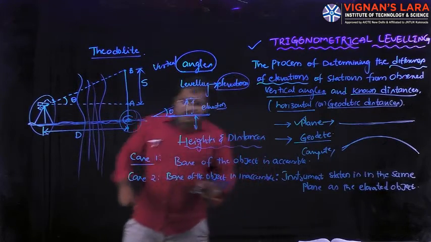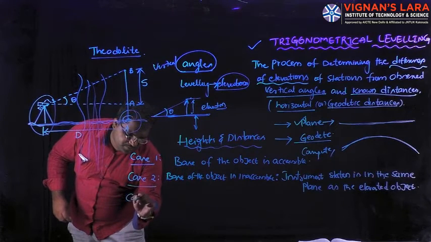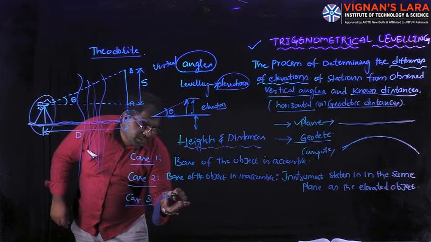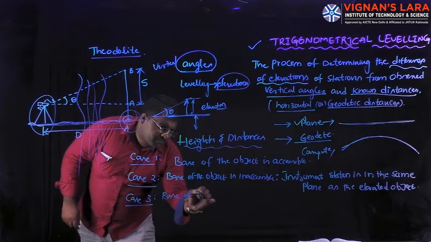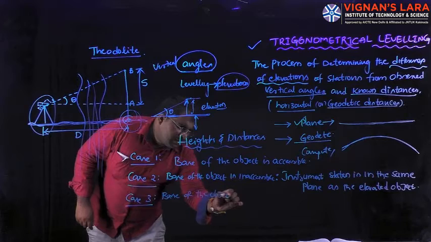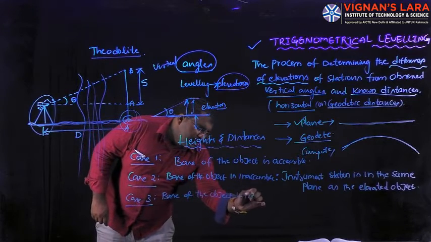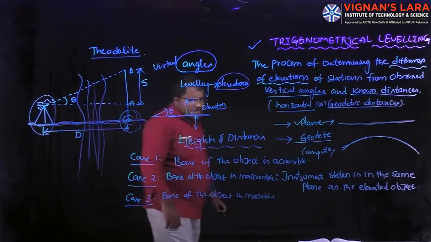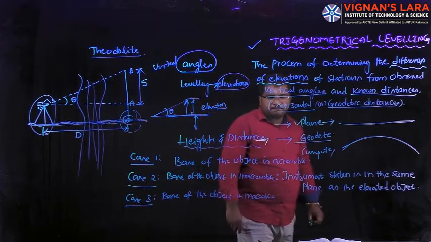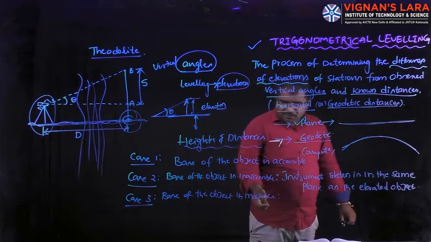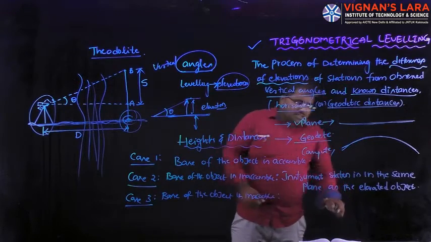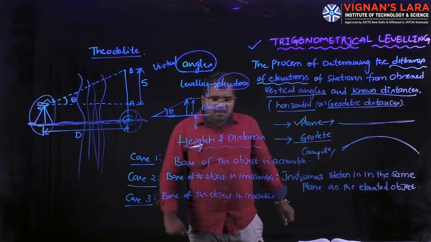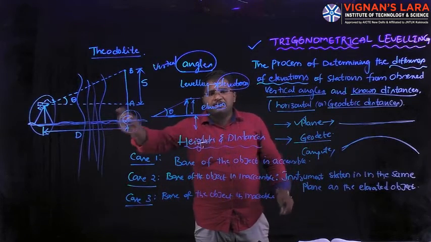Then case 3. Now we can easily say case 3 will tell that the base of the object is inaccessible. Base of the object is inaccessible, but the instrument station is not in the same plane as the elevation of the object. Okay, here they are in the same plane, now there will be different planes.